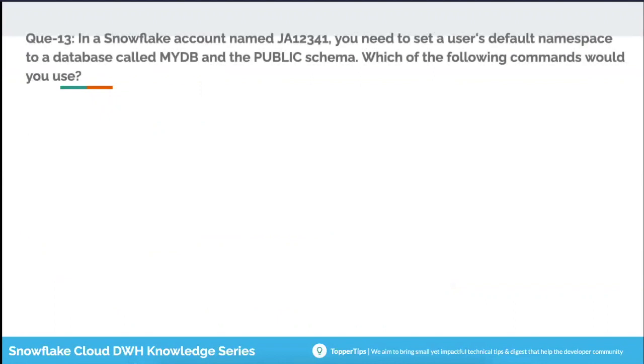Question number 13, in a Snowflake account named JA12341, you need to set a user's default namespace to a database called MYDB and the public schema. Which of the following commands would you use? It's a pretty simple one.